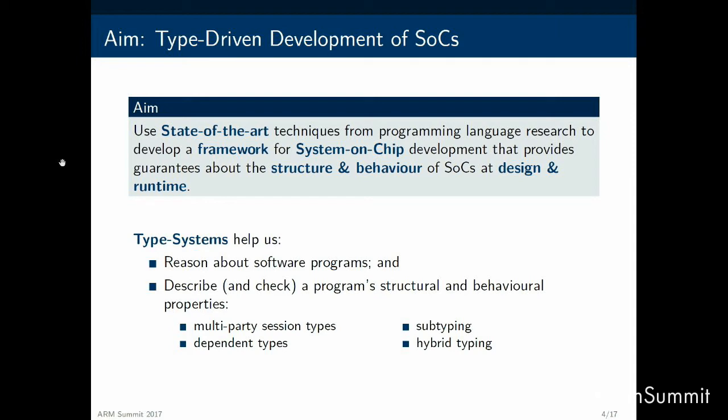Type systems are programming language features that help us to reason about programs, check programs' properties and things like that. In this work, the intention is really to use an advanced type system as a kind of contract that describes your design, and then you cannot violate the contract while implementing it, or otherwise your implementation cannot happen. That's kind of the idea.